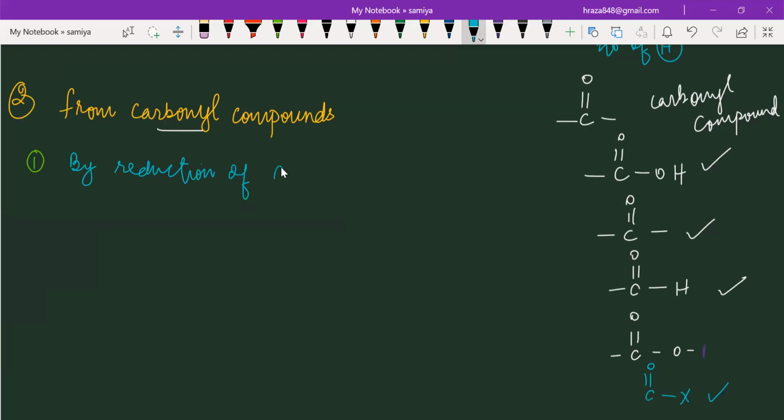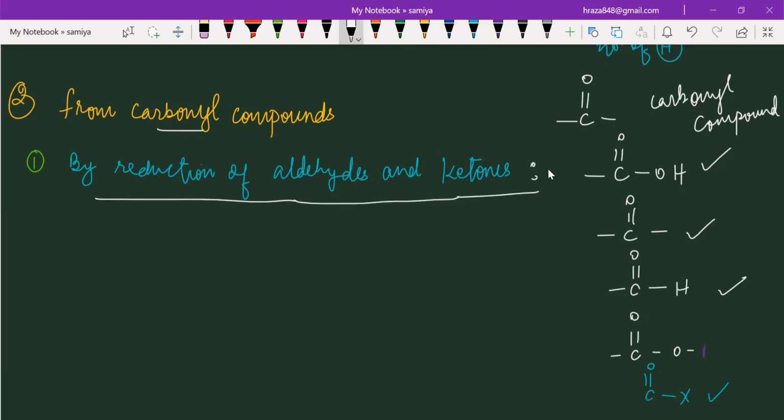So from carbonyl compounds, basically in the first, by reduction of aldehydes and ketones. So when we reduce using a suitable reducing agent, we can easily reduce aldehyde into alcohols and ketones into alcohols. Only the difference is that when aldehyde is reduced, 1 degree alcohol will form, and when ketone is reduced, 2 degree alcohol is formed.